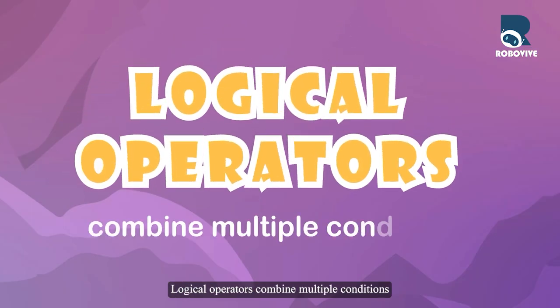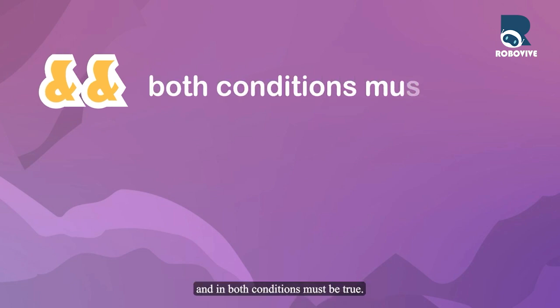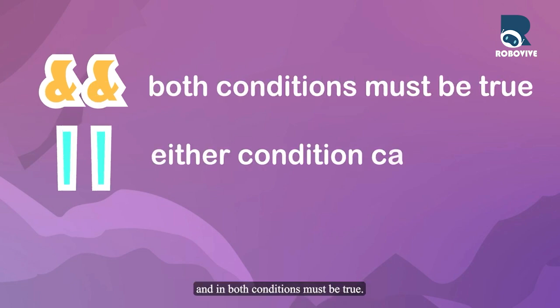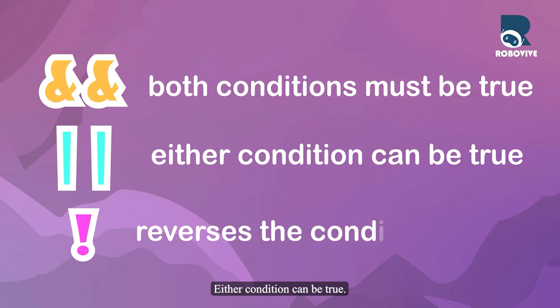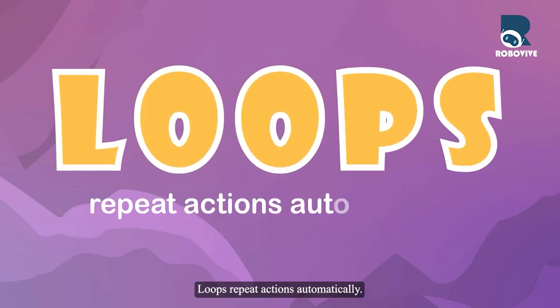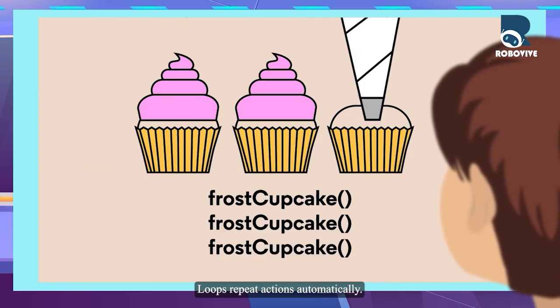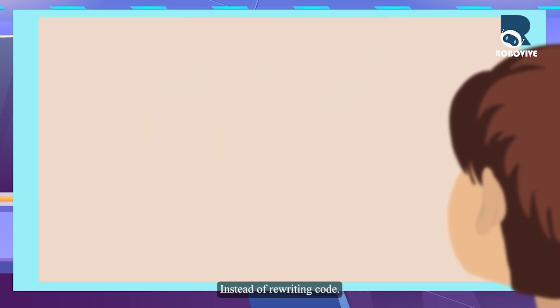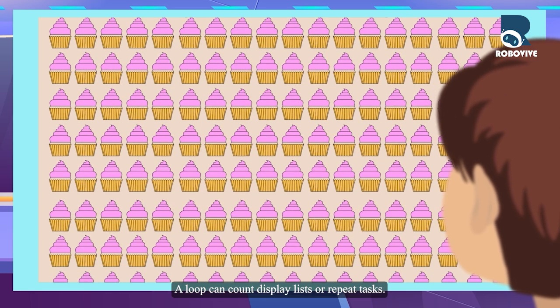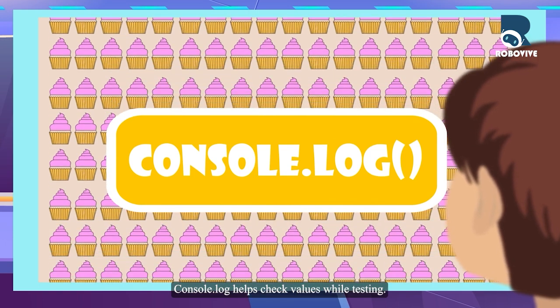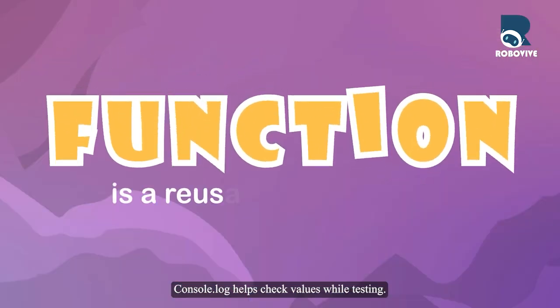Logical operators combine multiple conditions. And: both conditions must be true. Or: either condition can be true. Not: reverses the condition. Loops repeat actions automatically. Instead of rewriting code, a loop can count, display lists, or repeat tasks. Console.log helps check values while testing.